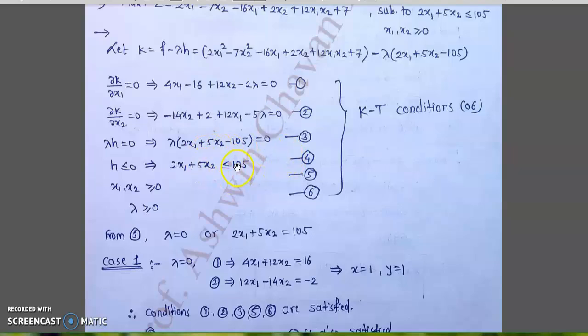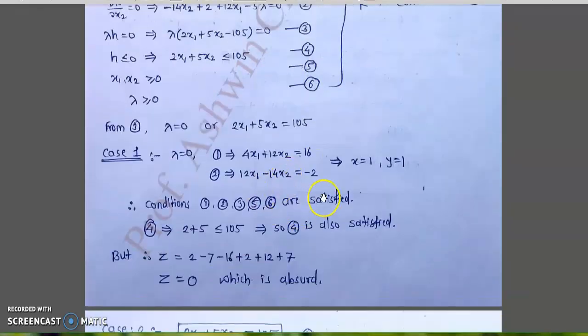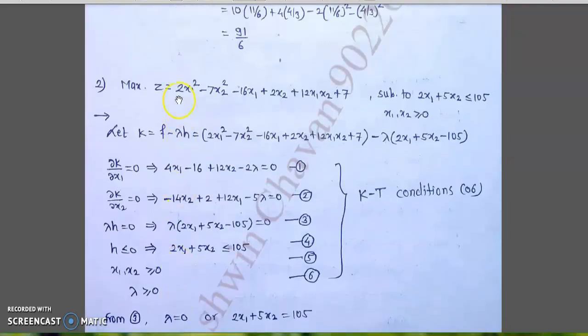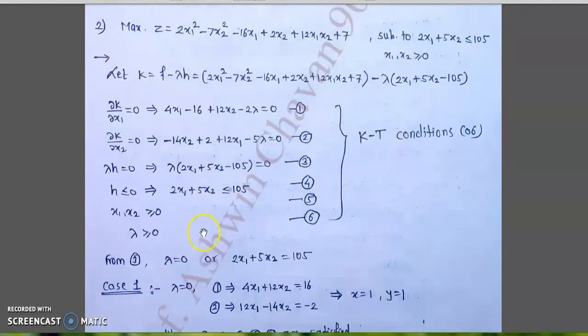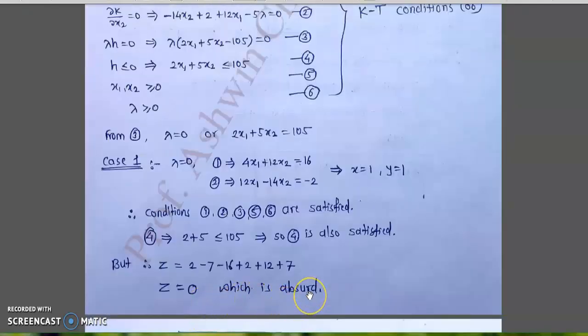Only equation number 4 is to be checked. So we put x1 and x2 as 1, 1 here. So we get 2 plus 5, which is 7, and 7 is less than or equal to 105. So here we can see the fourth condition is also satisfied. So we put these x1 and x2 values as 1, 1 into the objective function. After putting x1 as 1 and x2 as 1 into z, we get z equal to 0. But our intention was to maximize z. That's why, getting z equal to 0 is a contradiction, and we reject this case.